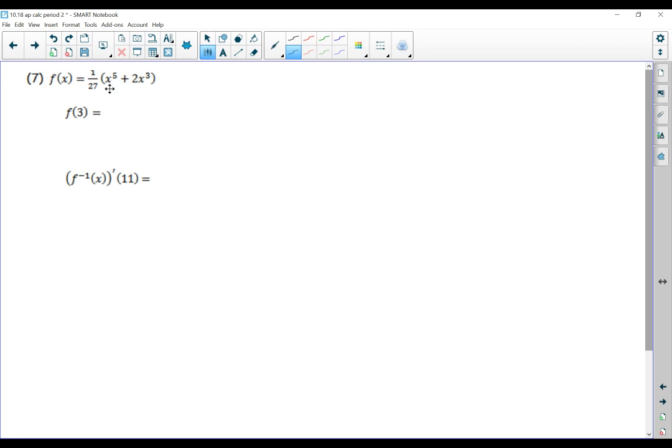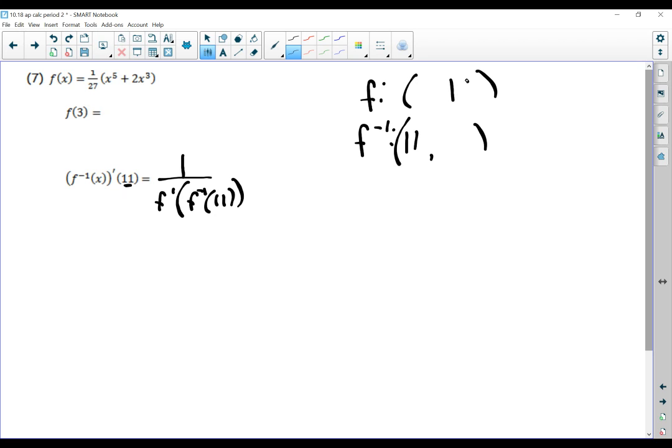So if you look at this function, there is no way I'm finding the inverse function. So if I want the inverse function slope at 11, I'm going to use the fact that it's 1 over f prime of f inverse of 11. Okay, so what does that mean? Well, I have to think. There's a point on f and a point on f inverse. I'm plugging 11 into f inverse, which means I would be getting out 11 on f.